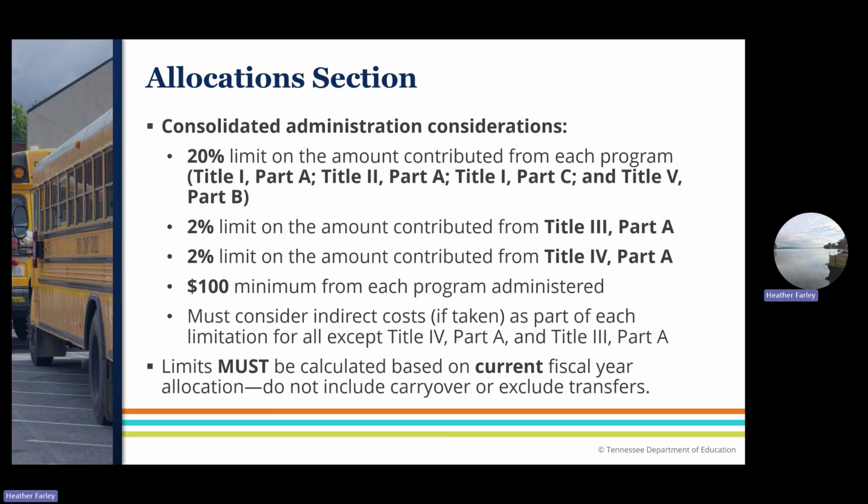When you are adding Con Admin on the allocation section page for those that utilize it, you have to be within the constraints of 2% for Title III and Title IV and 20% for the other grants.